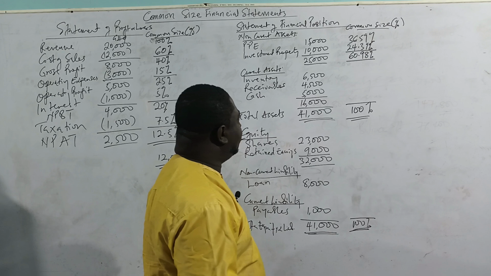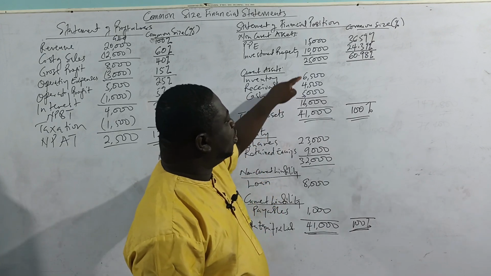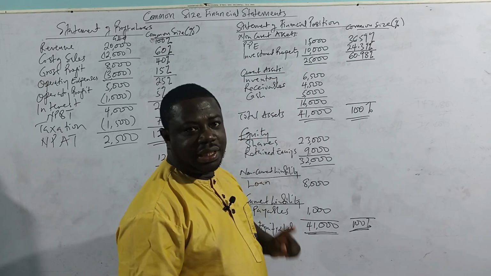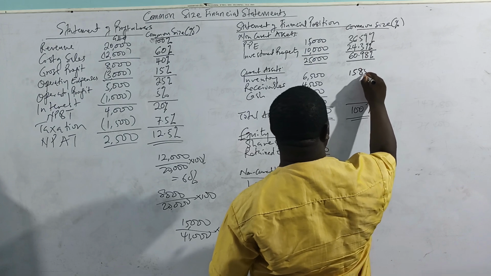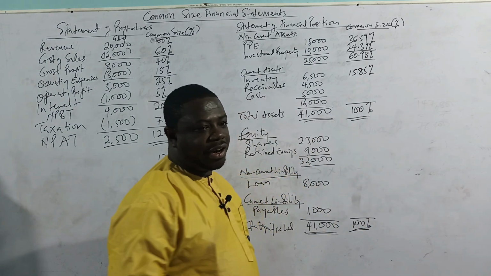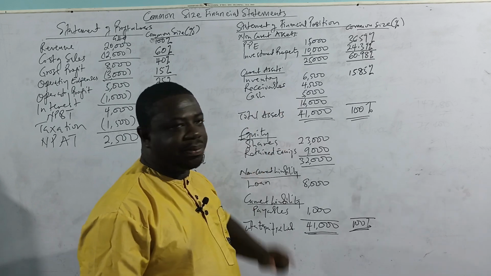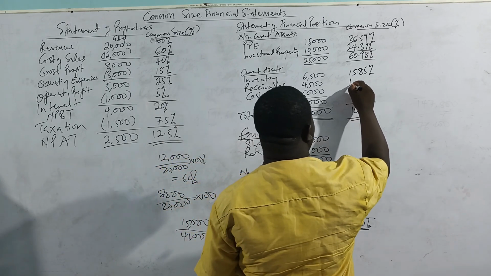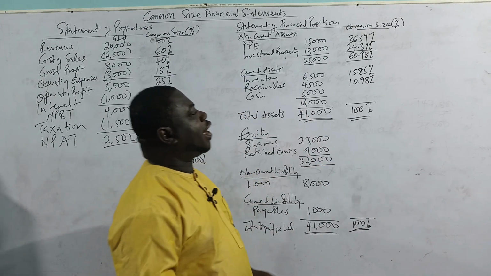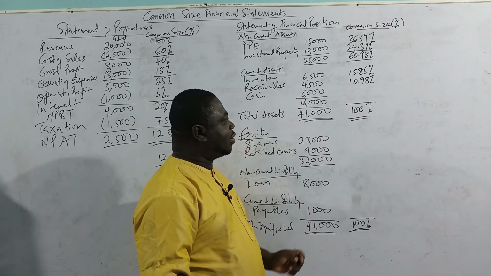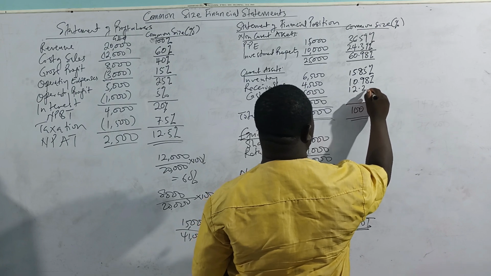Now, when it comes to inventory, it is 6,500 Ghana cedis for this company. So it will be 6,500 over 41,000 times 100, and that is going to give us 15.85%. Then we come to receivables. Receivables is 4,500. So we divide by the 41,000 and we multiply by 100, and that is going to give us 10.98%. When we come to cash, cash is 5,000. We divide by 41,000 and then we multiply by 100. So the cash percentage will be 12.2%.